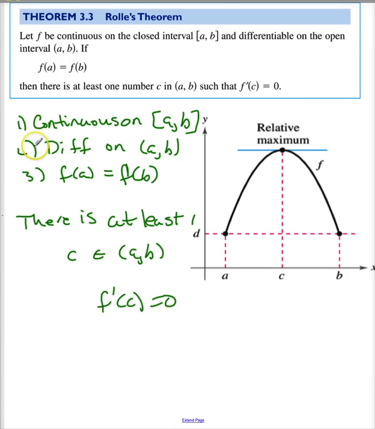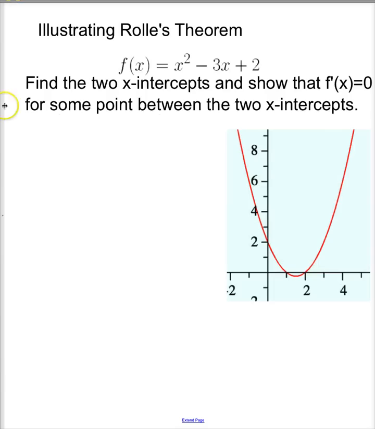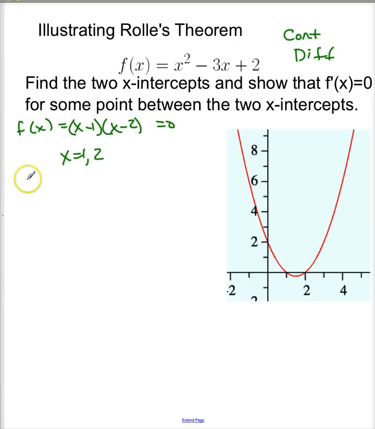So you have to show these three things: continuity, differentiability, and f of a equals f of b. So let's use Rolle's theorem. This function is continuous and differentiable because it's a polynomial. And they want us to find the two x-intercepts. So for that I need to factor. f of x is (x minus 1)(x minus 2). So f of x equals 0 when x equals 1 and 2. So f of 1 is equal to f of 2, which is 0. So I've just shown that f of a equals f of b.